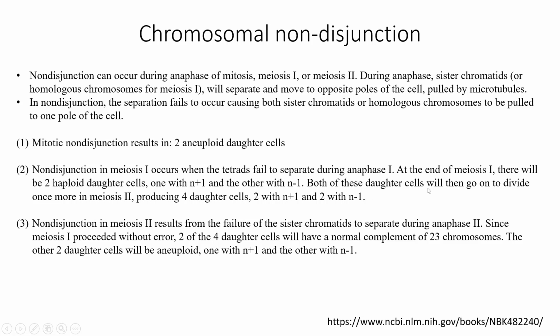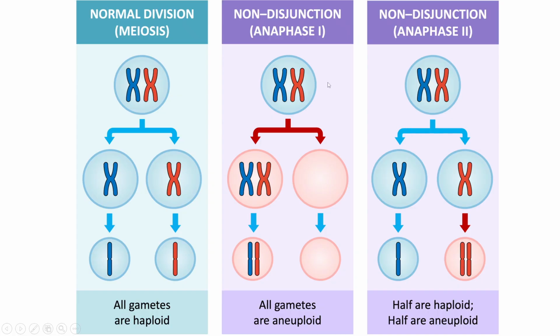And both of these daughter cells will then go on to divide once more in meiosis 2, and they'll produce four daughter cells, right? So two of them will be n plus 1 and two of them will be n minus 1. I hope you understand, because the ploidy will stay the same after meiosis 2. So if you have n plus 1 initially, you're going to have n plus 1 after meiosis 2. Similarly, the other set, when they undergo meiosis 2, you will have two daughter cells which will both be n minus 1. So right at the start, this is the problem. Okay, so non-disjunction in meiosis 1, this is what will happen.